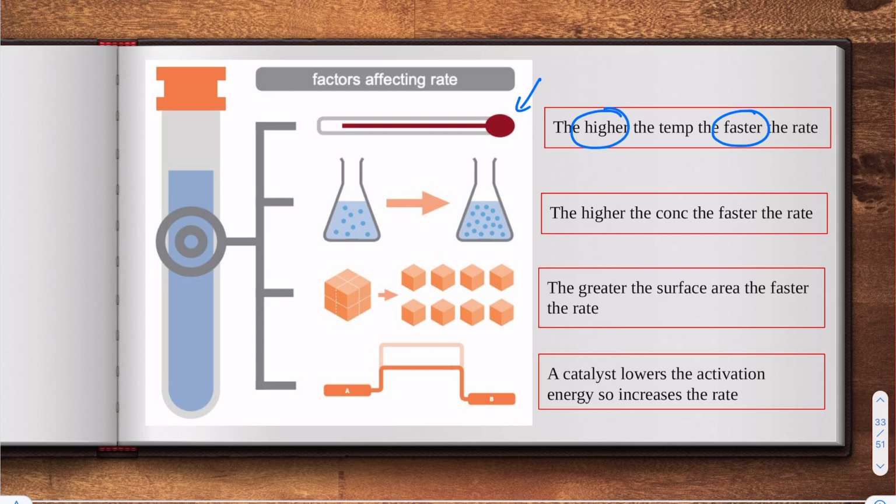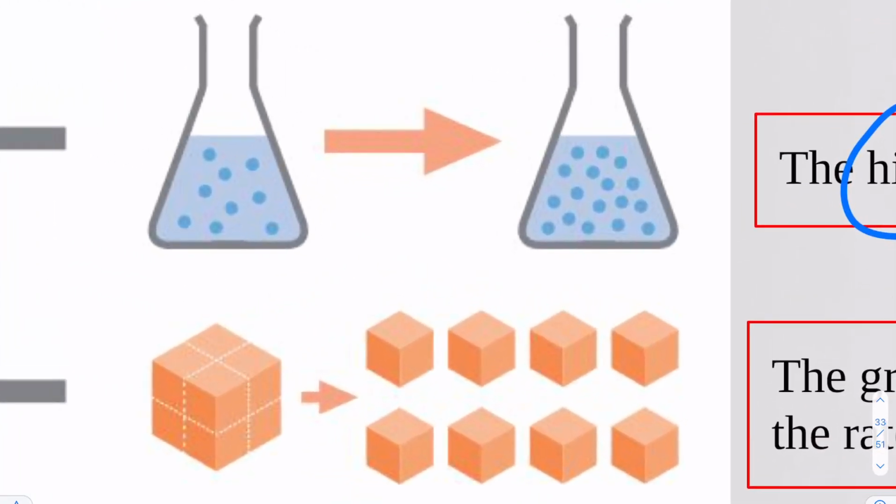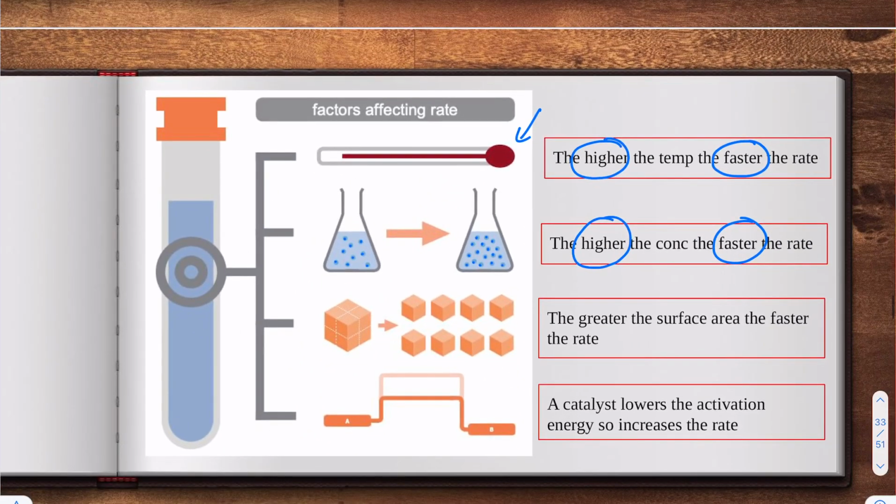The higher the concentration, the faster the rate. That makes sense because if I've only got a few particles here, then the chances of them bumping into each other is quite slim. But if I've got in the same amount of solution a higher concentration of my reactant particles, then they are going to bump into each other much more often. So I'm going to have more successful collisions when my concentration of reactants is higher.